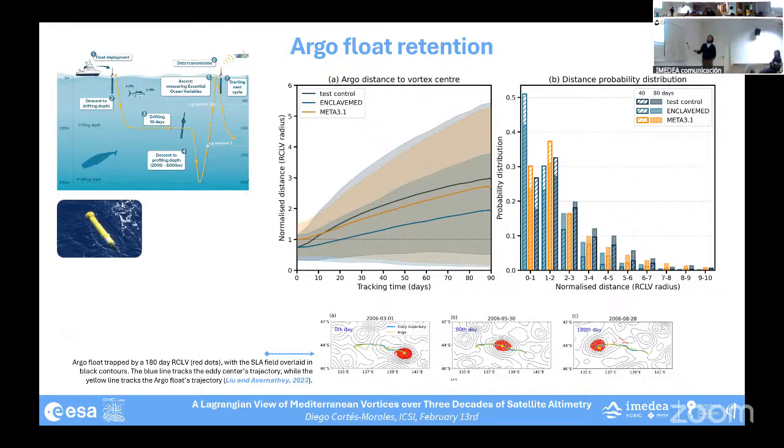Here you can see a very nice example from Leo and Abernathy in 2023 that shows how a Lagrangian vortex, using the same algorithm as we do, in the Pacific Ocean can trap very effectively an Argo float. In red you have the Lagrangian vortex, and in yellow the Argo float. So you can see how the vortex is evolving through time, and the Argo float is maintained within its interior and tracked across the ocean.